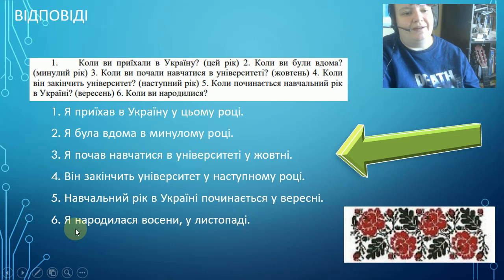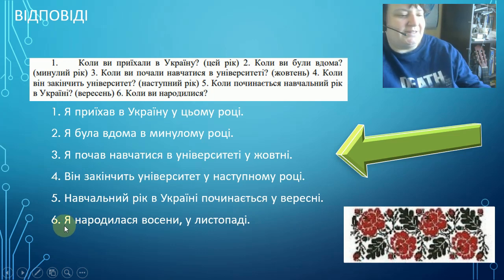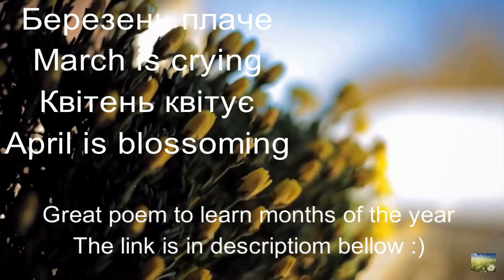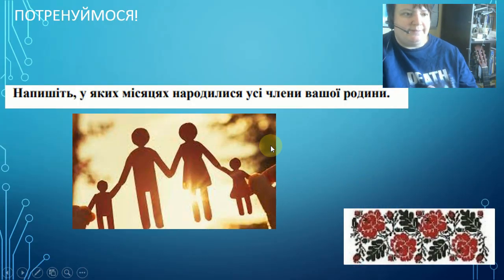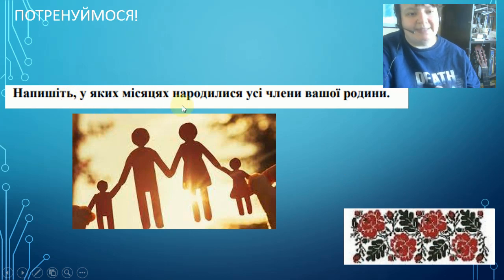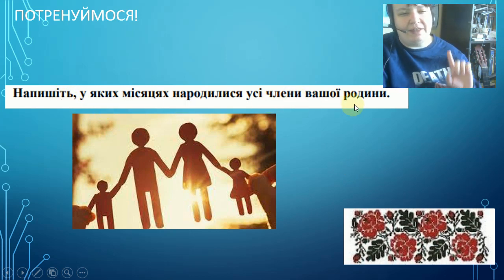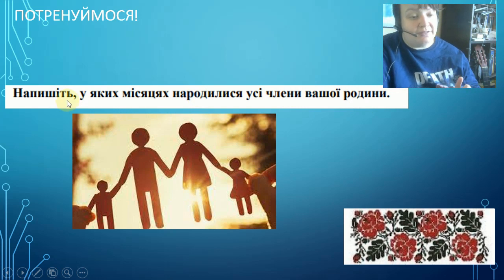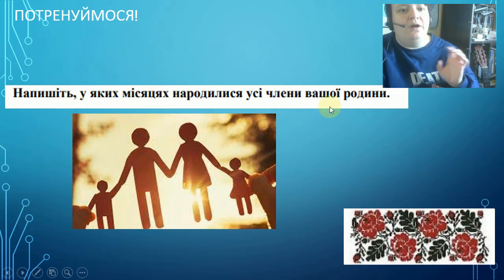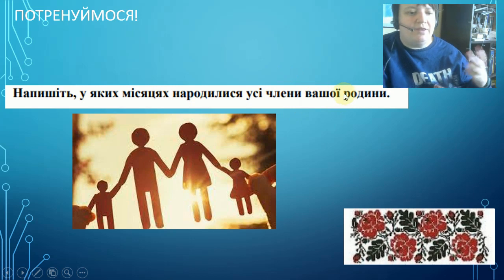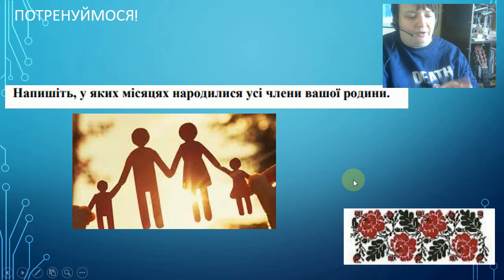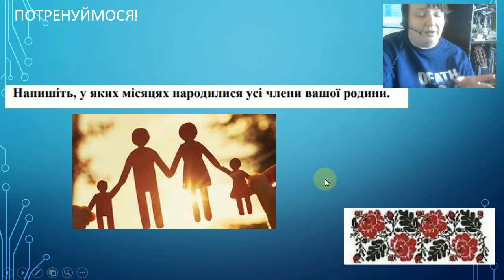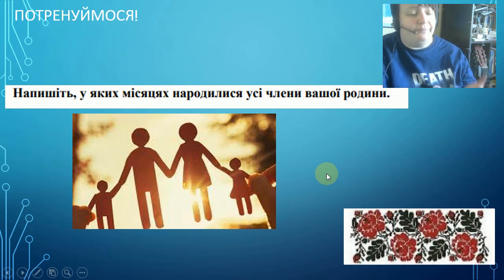So, let's continue our practice. Березень плаче, квітень квітує. Потренуємося. Let's practice. Напишіть, у яких місяцях народилися усі члени вашої родини. Write what months all the members of your family were born. So you can stop the video and write down on a piece of paper the months that the members of your family were born.